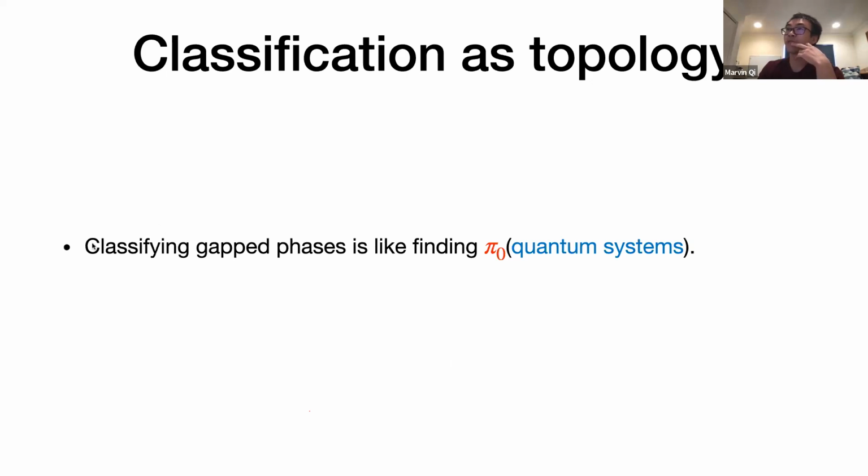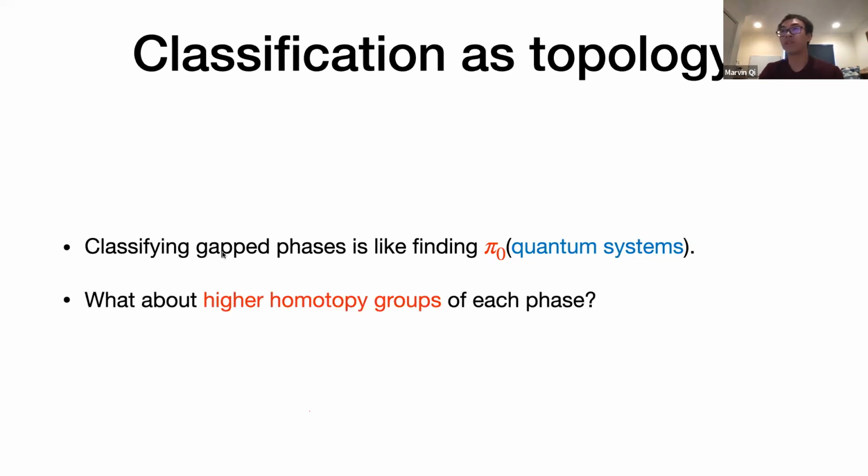So with this framing, when we're classifying gapped phases, we're trying to understand the pi zero, the connected components of the space of gapped quantum systems. And with this kind of framing, it's relatively natural to ask, well, what about higher homotopy groups of each phase? Maybe this also gives us some useful information about the systems that we want to study. At first glance, it might seem like a bit of an academic question. Why should we bother caring about these higher homotopy groups?